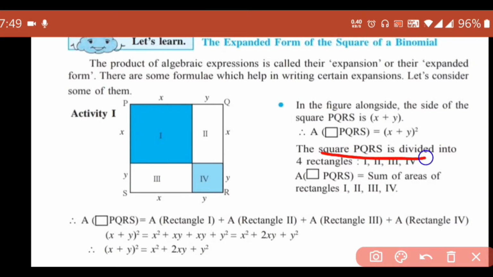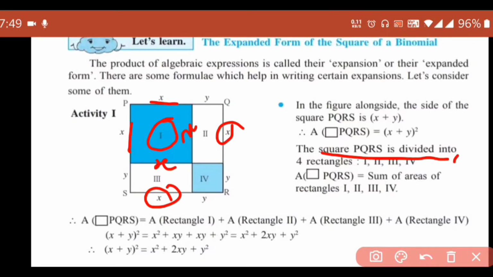But the square PQRS is divided into 4 rectangles. We can see in the diagram, rectangle 1, rectangle 2, rectangle 3 and rectangle 4. In rectangle number 1, one side is x. This side will also be x because the opposite side is x. So actually, the first one is not a rectangle, it is a square.